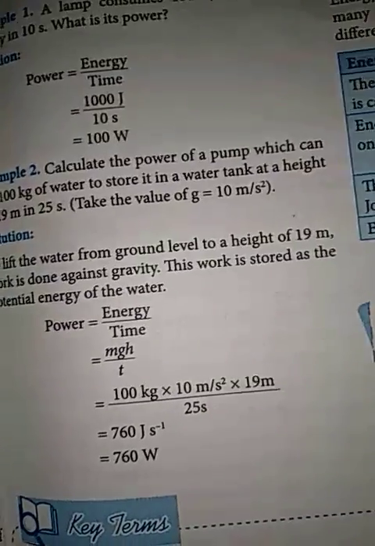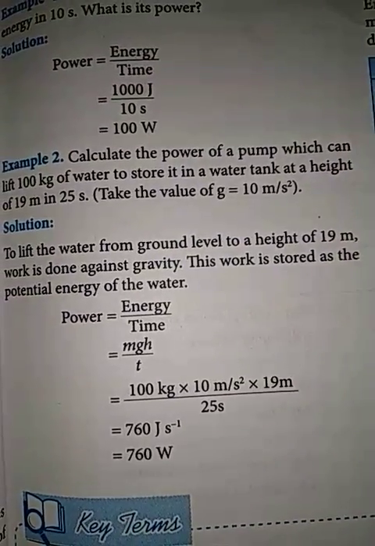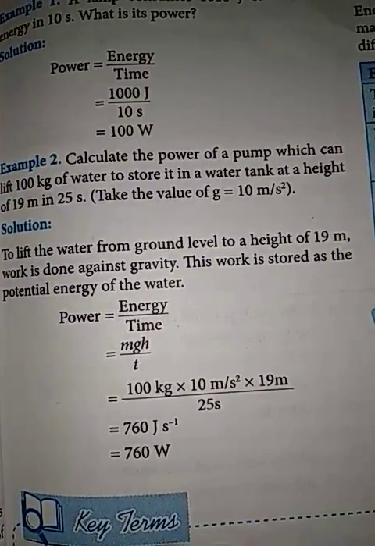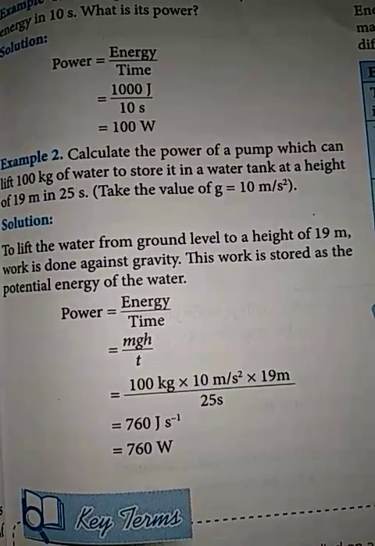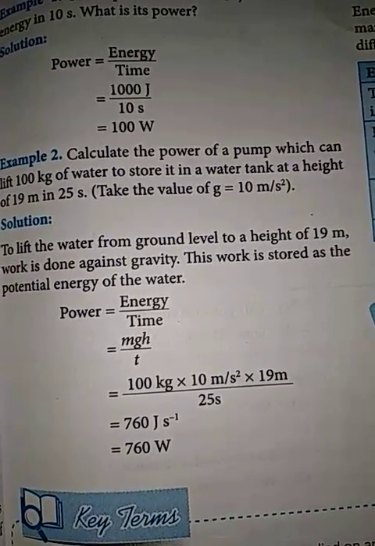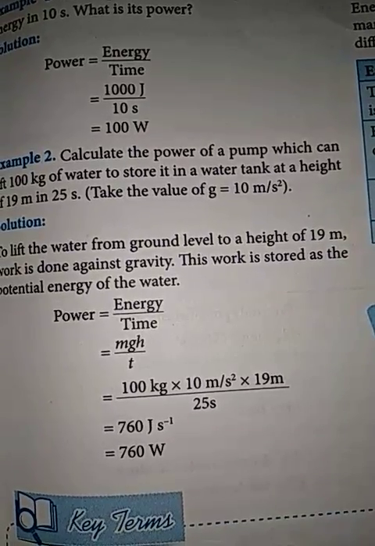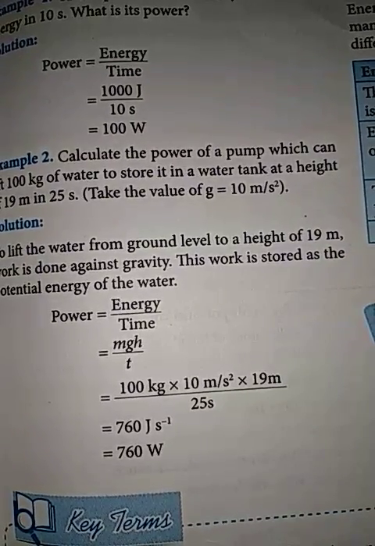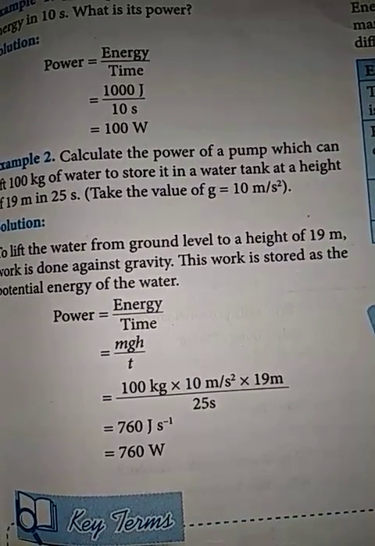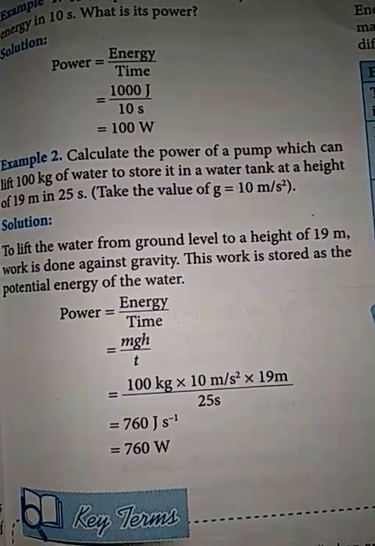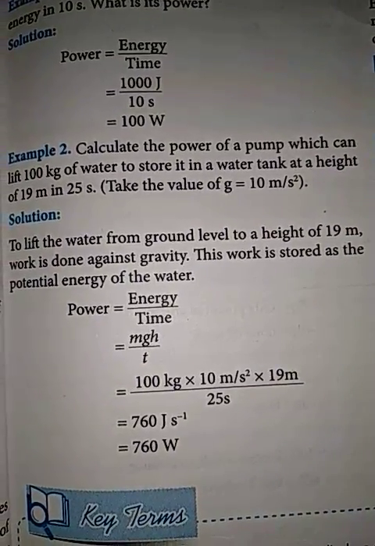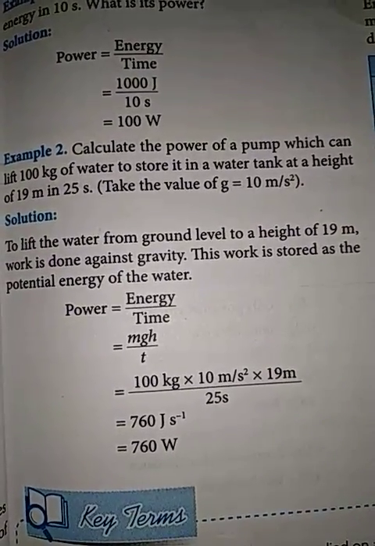So power is equal to energy by time. Here energy is the potential energy, mgh by t. Now substitute the corresponding values. Mass is 100 kilogram, acceleration due to gravity 10 meter per second square, height is 19 meters, so 100 into 10 into 19 by 25. That gives 760 joule per second, 760 watt.